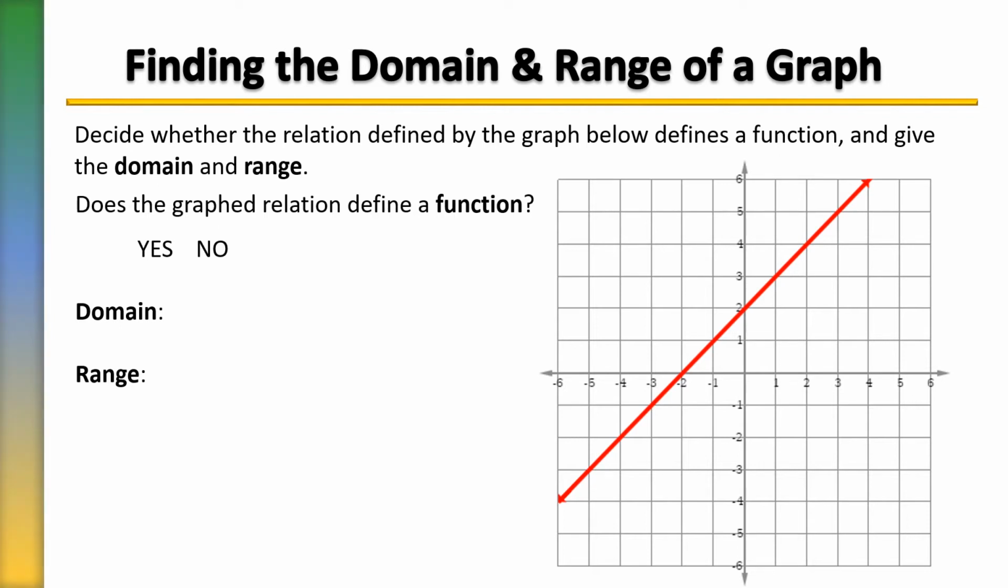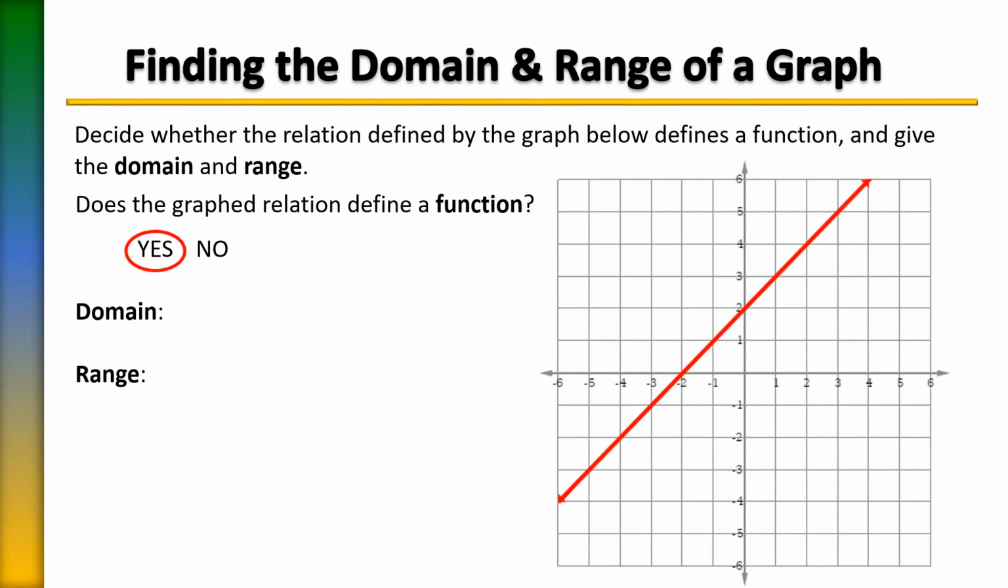Decide whether the relation defined by the graph below defines a function and give the domain and range. Does the graph relation define a function? Well, first let's determine whether it's a function. Recall, all you have to do is just do a vertical line test, which means anywhere on that graph, draw or imagine a vertical line going through it. If it touches in only one place, such as it does in this case, then it is a function. So yes, we would define this as a function.